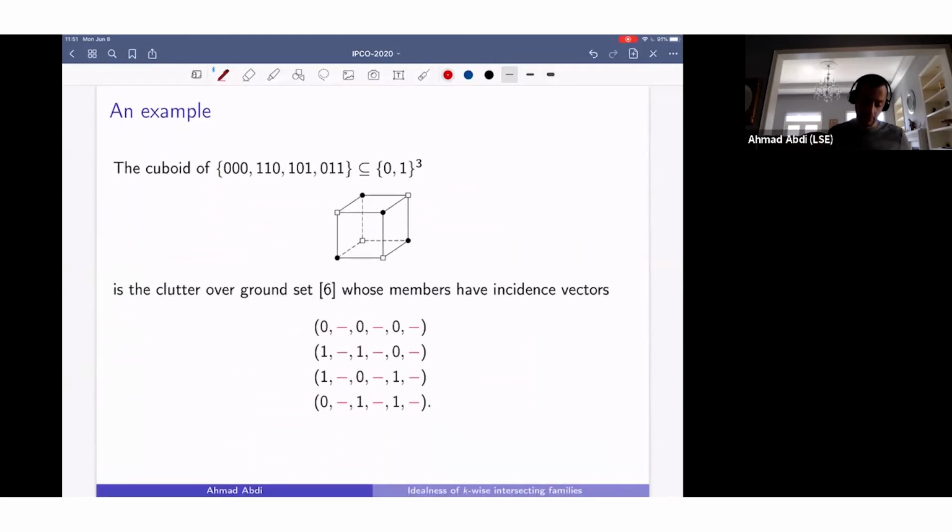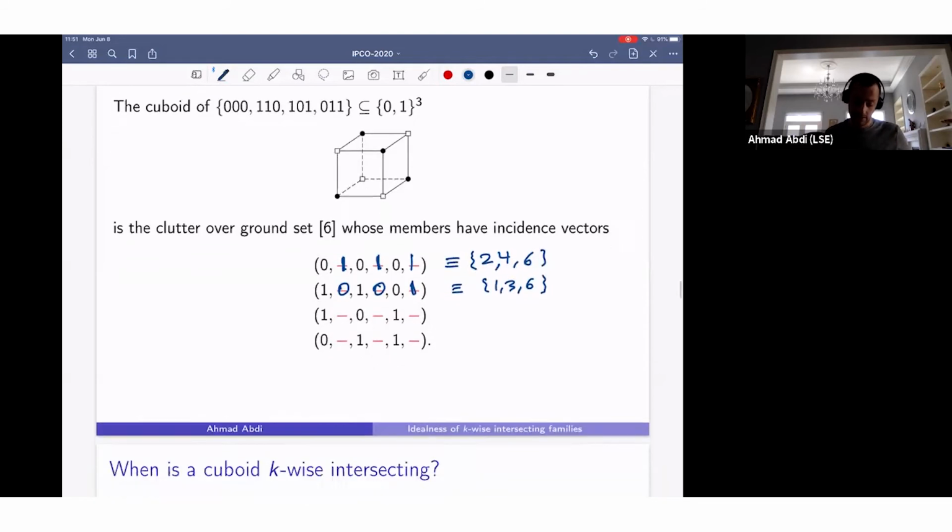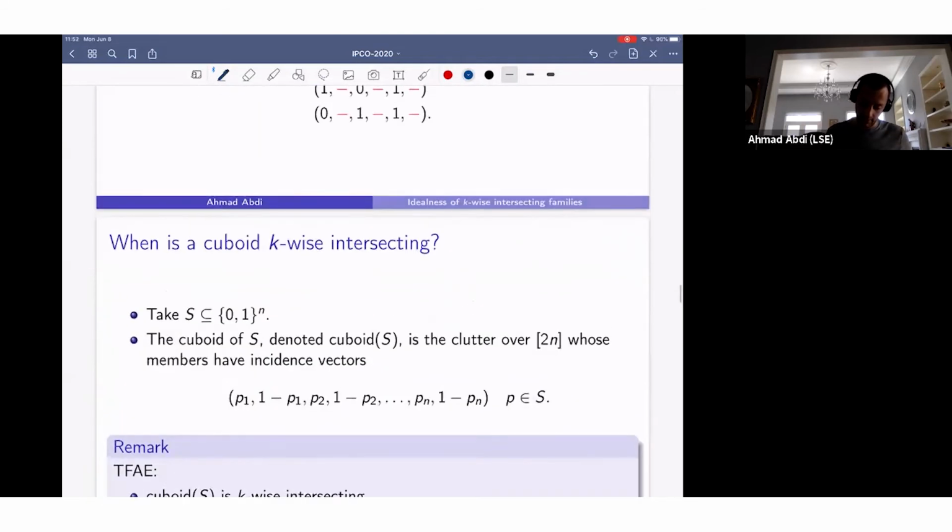So if you look at this example, I'll start with these 4 points in the 3-dimensional hypercube, 0, 0, 0, 1, 1, 0, etc. And what I'll do is I'll just fill in the gap. So 1 would go here, 1, 1, 0, 0, 1, etc. And then I'll interpret the first row as a member. So this is going to be 2, 4, 6. The next one is going to be 1, 3, 6, etc. And you could do the same for the other ones. And I've done that. Oh, I haven't done it here.